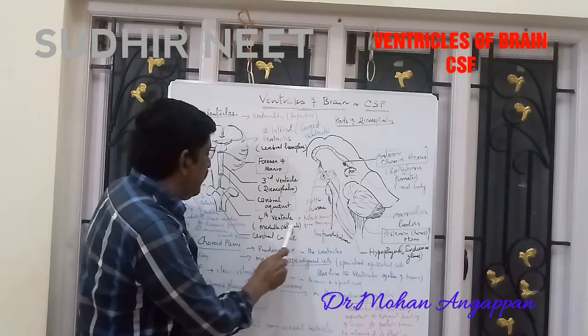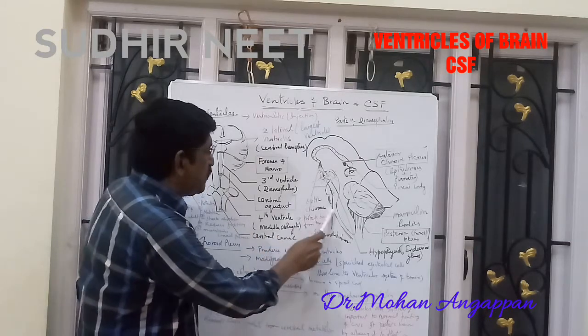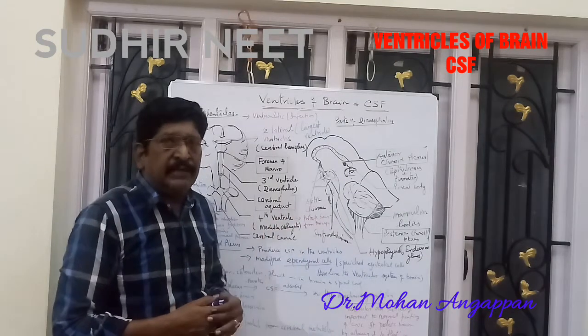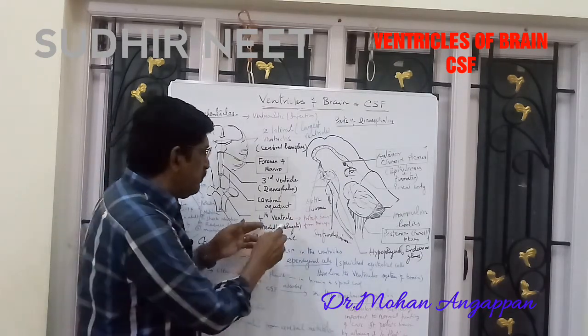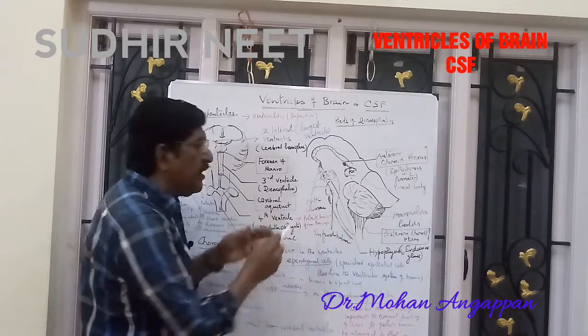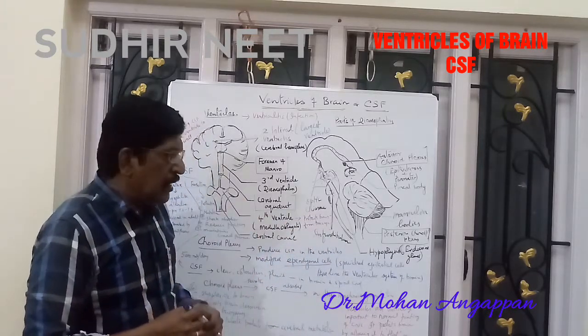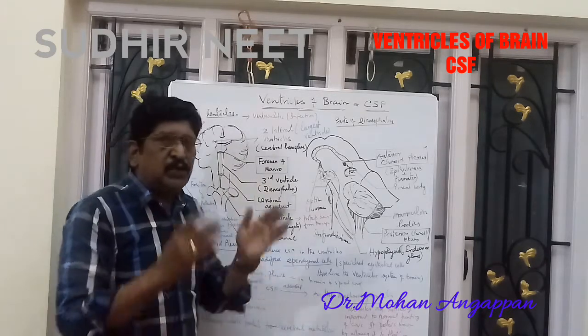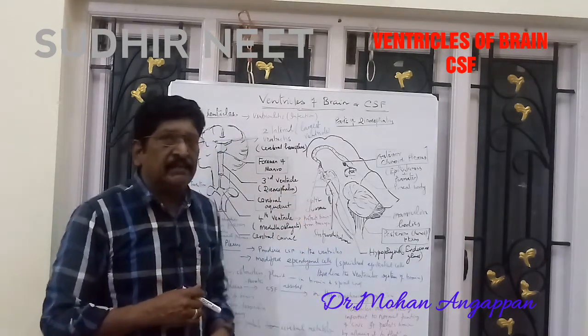The main function of the fourth ventricle: it protects the brain from trauma. When the brain is affected in an accident or anything, the fourth ventricle helps to protect the brain from the trauma. Then totally, why should the ventricles be present here? Why should there be ventricles inside the brain?